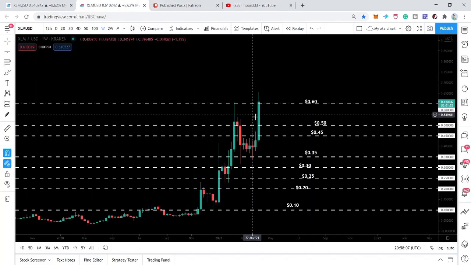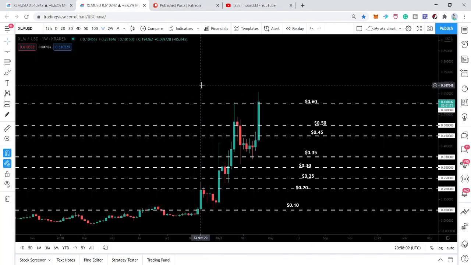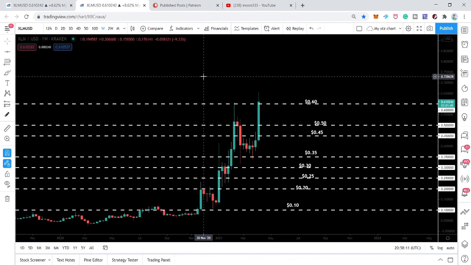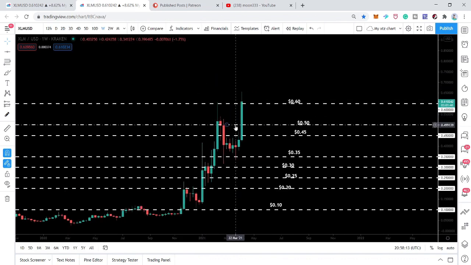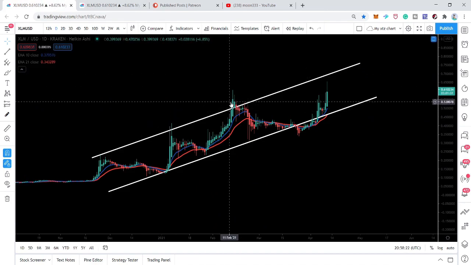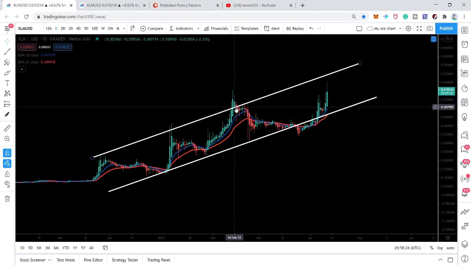Now, I would like to show you the different support and resistance levels on the long-term weekly chart. And we can see that at this time, we have a very strong resistance of 60 cents. And previously, the price action was rejected by this resistance. And that was also this resistance of the channel as well.